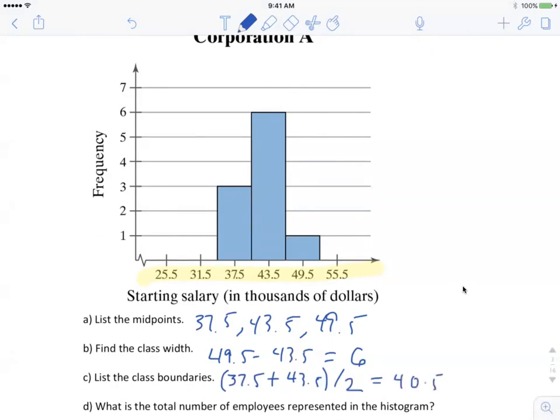Now, where that is on the graph, 40.5, that's where the bars touch. So class boundaries are just that, where the bars touch on the x-axis. So if I squeeze that in right there, it's that spot. That's the class boundary, 40.5. So class boundaries appear on a graph. They don't appear in the table.